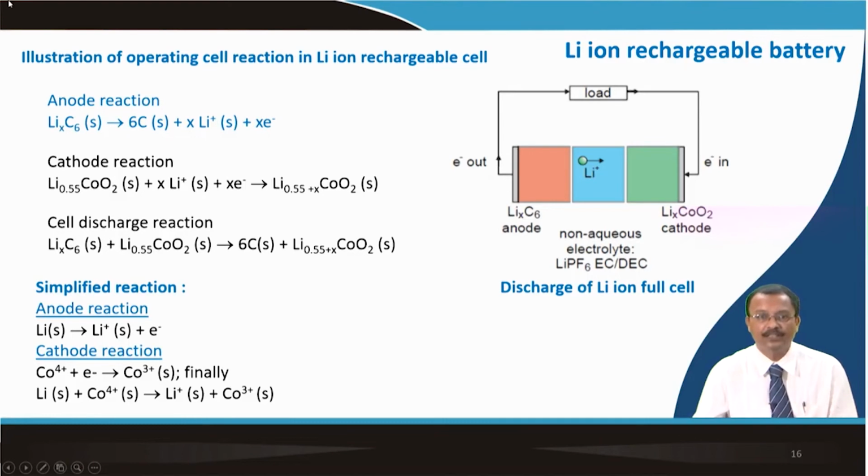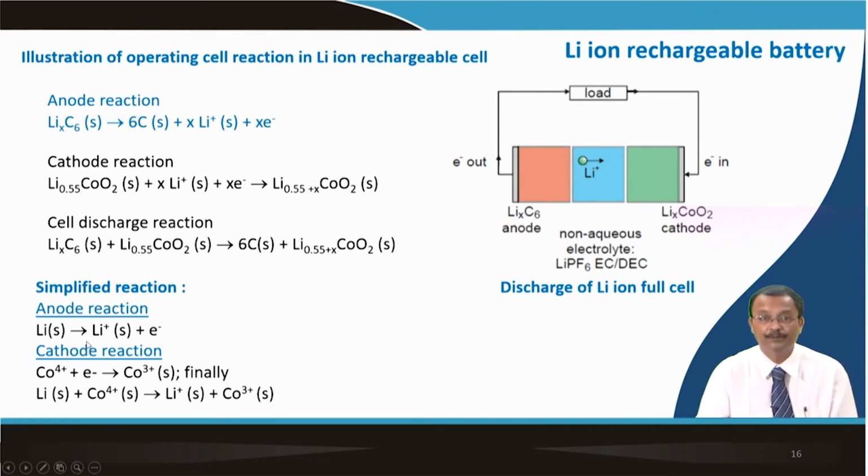So, in the anode reaction, lithium is getting oxidized, coming into the electrolyte, and in the cathode reaction this lithium is basically intercalated into the partially delithiated lithium cobalt oxide. The cell reaction is this one, coming from the anode and cathodic reactions. So, you can have a simplified reaction as well.